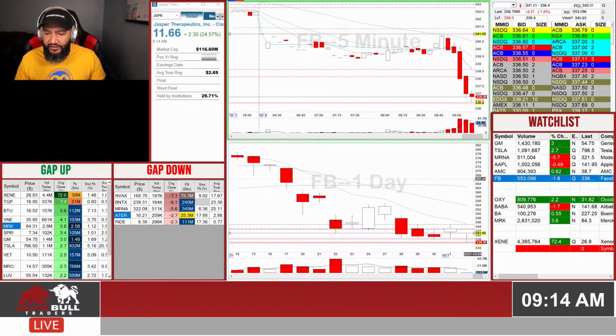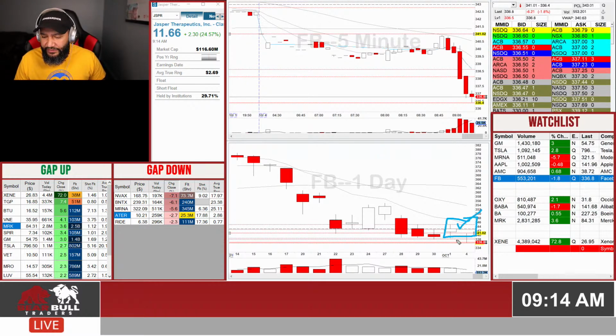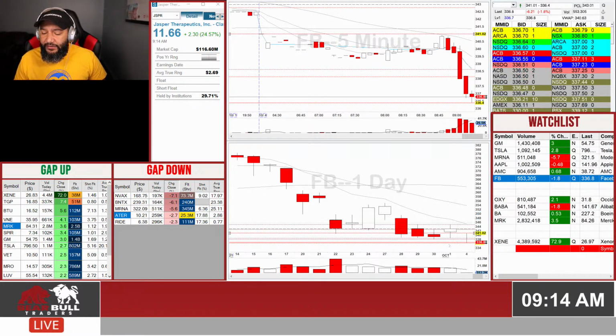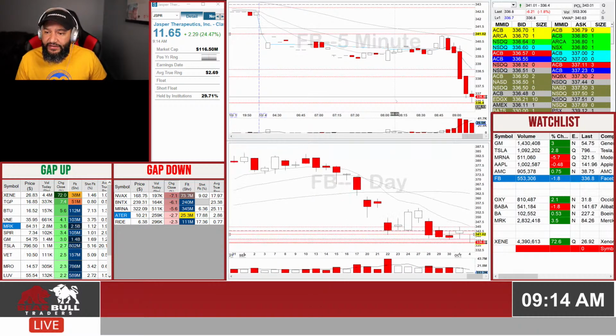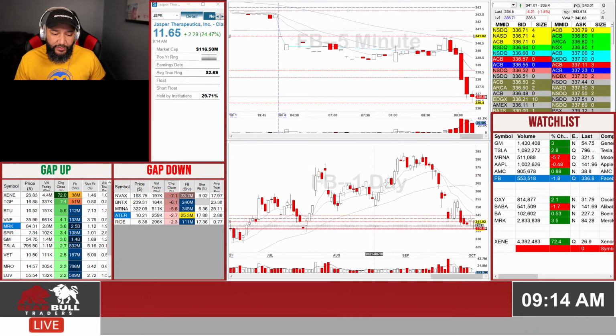We'll put a level there towards the top. I'm not going to add any more. We have plenty here, and we need a whole lot of power to get through the previous day close and some of these other highs and lows from the last two trading days. 336, we're getting a little bit of a bounce off the low of the pre-market.